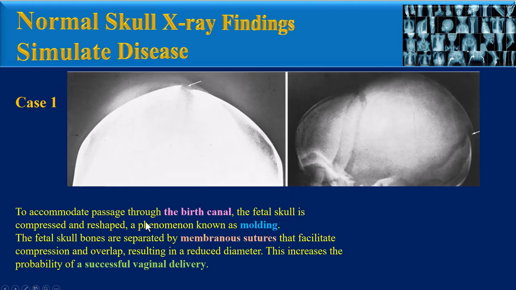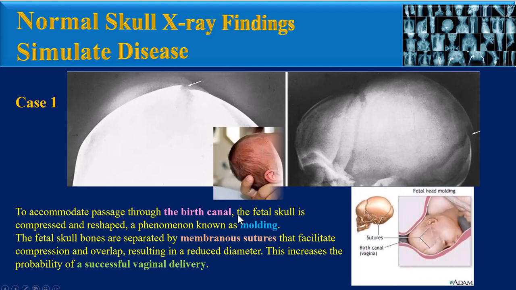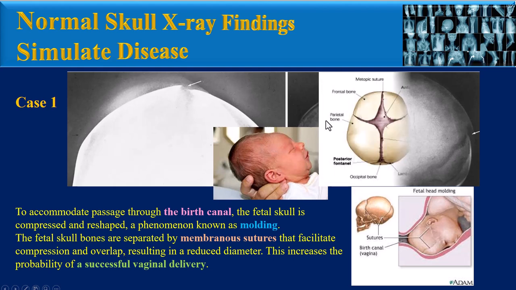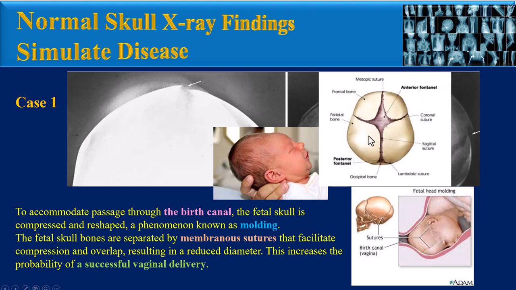To accommodate passage through the birth canal, the fetal skull is compressed and reshaped, a phenomenon known as molding. The fetal skull bones are separated by membranous sutures that facilitate compression and overlap, resulting in a reduced diameter. This increases the possibility of a successful vaginal delivery.